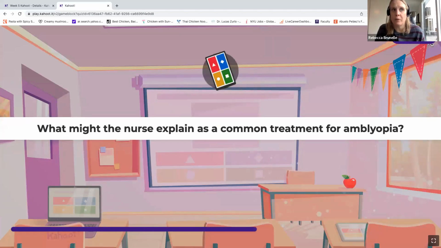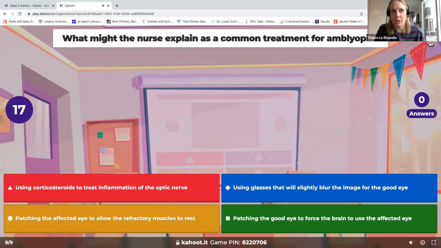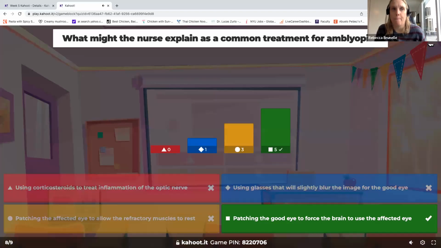So what might the nurse explain as a common treatment for amblyopia? To use corticosteroids to treat inflammation of the optic nerve, patch the affected eye to allow the refractory muscle to rest, using glasses that will blur the image for the good eye, or patch the good eye to force the brain to use the affected eye. Right, so this is the one where you're going to patch the good eye and it forces them to use the bad eye.